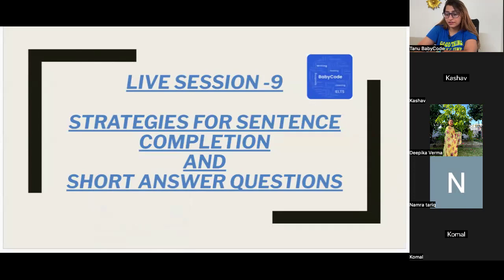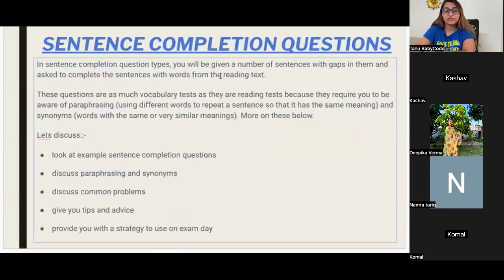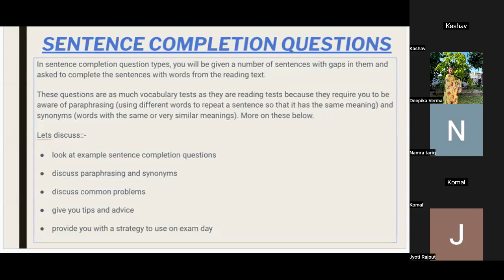So let's get started. Let's talk about what sentence completion questions are. Sentence completion question types. In this question type, you will be given a number of sentences. यहाँ पे आपको number of sentences मिलते हैं with gaps in them. And what you are supposed to do, you are asked to complete the sentences with the words from the reading. That means आपको क्या करना है? आपको sentences दिए हैं, उन sentences को आपको fill करना है.